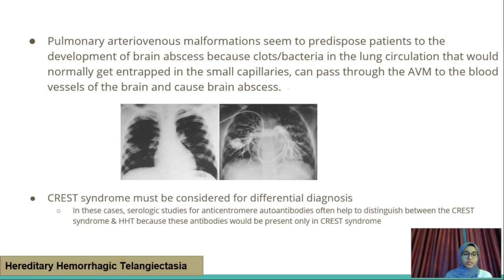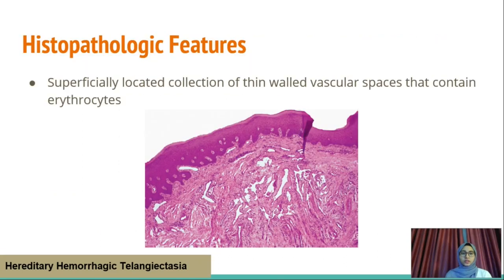CREST syndrome must be considered for differential diagnosis because telangiectasia in CREST syndrome are similar to those seen in hereditary hemorrhagic telangiectasia. In these cases, serologic studies for identifying anticentromere antibodies often help to distinguish between CREST syndrome and hereditary hemorrhagic telangiectasia because these antibodies would be present only in CREST syndrome. Histopathologic features of hereditary hemorrhagic telangiectasia show superficially located collections of thin-walled vascular spaces that contain erythrocytes.